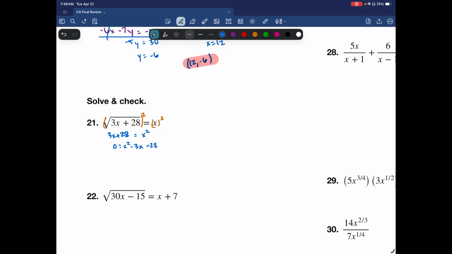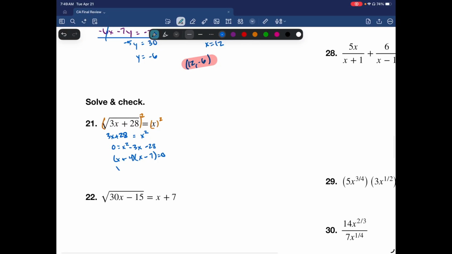Factor that, you get x plus or minus, and then 7 times 4 is 28, and subtracts to give you 3. 3 is negative, so it's going to be minus 7 plus 4. So x plus 4 equals 0 and x minus 7 equals 0. So x equals negative 4 and x equals positive 7. I said you need to check these.